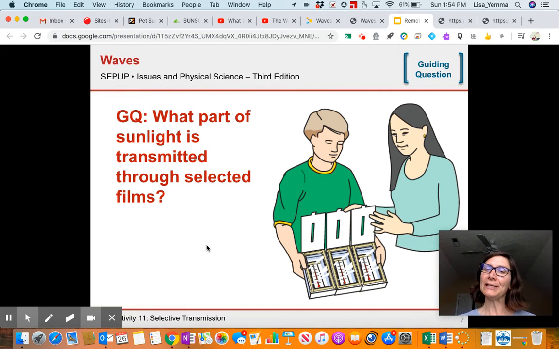And then we're wondering, do the films cause the energy from the sun to act differently, to selectively transmit differently?